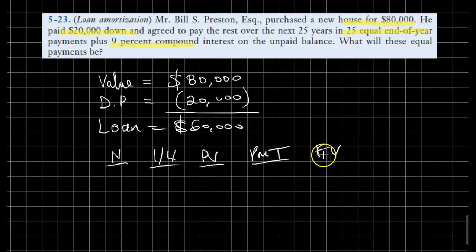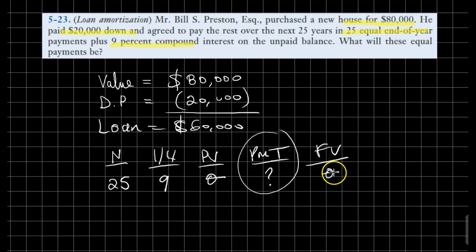So by now we memorized all these keys from our financial calculator. So we have 25 years, 25 equal payments, interest compounded at 9%. Currently we don't have to make any payment today. We are wondering how much will be the end of year payments, and the future value, we want to pay out the balance on the loan, so future value will be definitely 0.